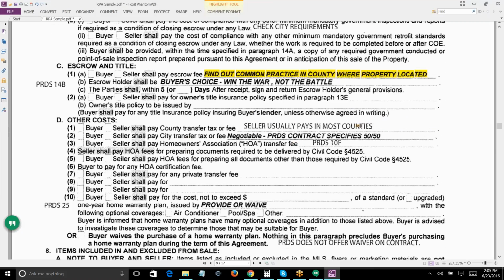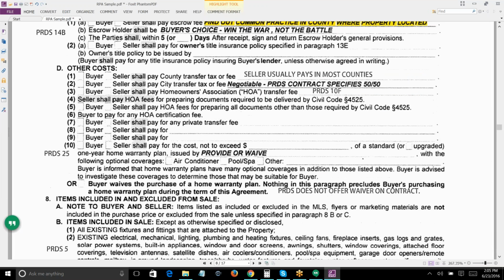Seller pays in most counties. Negotiable, that's true, but everything is negotiable. Is it possible to write an offer asking the seller to pay for everything? And the answer, sure, right? There's no law, this is what's customary. Is it possible to write the offer and have the buyer pay for everything? Sure, but most real estate agents are not that creative. They want it done the way it says it's supposed to be done on the little handouts the title company gives you. Number 4, seller shall pay HOA fees.